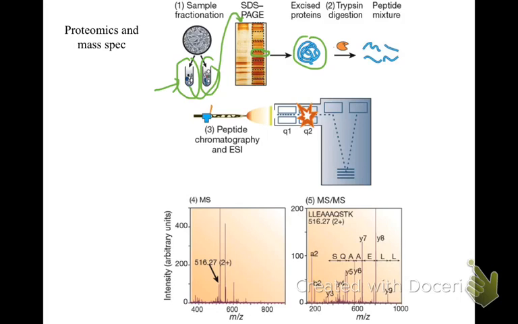Those proteins would be subjected to trypsin digestion, and we would get peptides. Those peptides get separated chromatographically, and using electrospray ionization, we can separate all of those different peptides. That can then be followed by mass spec or tandem mass spec to give us a kind of signature for all of the different peptides that were generated from the protein that was excised from that gel up on the top.